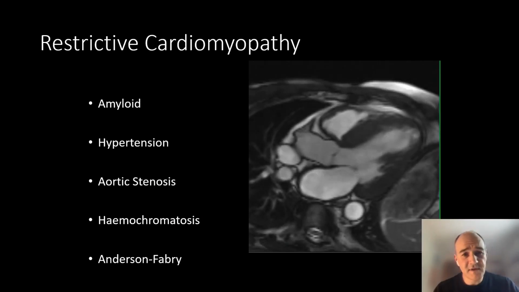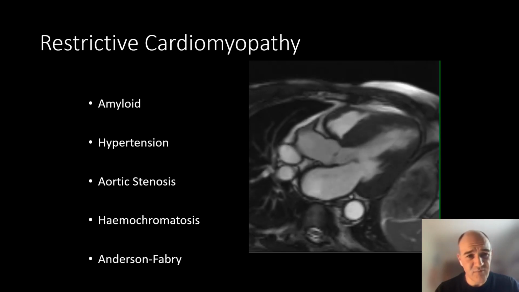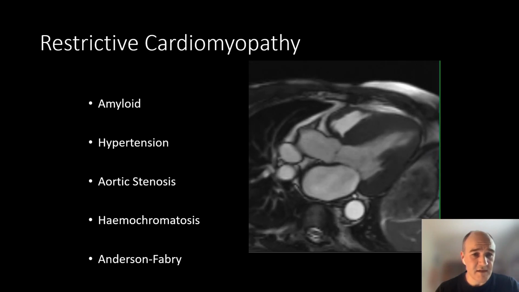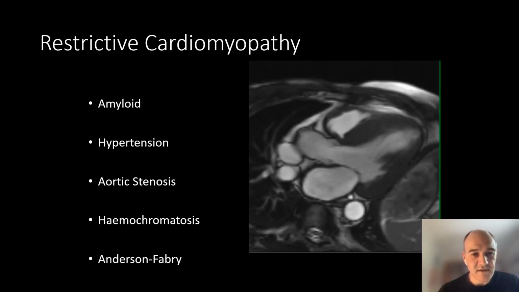I'd now like to turn my attention to restrictive cardiomyopathy. And as you can see here in this three-chamber view, we've got a thickened left ventricle, which has got a very stiff relaxation pattern. And some of the conditions that cause restrictive cardiomyopathy that we get asked to investigate: amyloidosis, hypertension, aortic stenosis, hemochromatosis, and Anderson-Fabry disease. And we'll just look at some examples of that in a second.